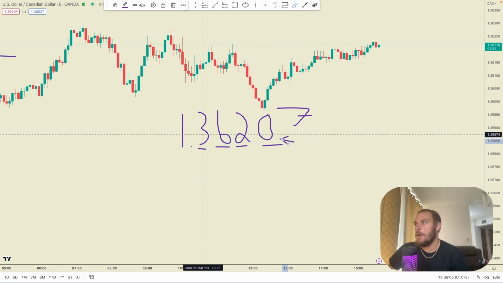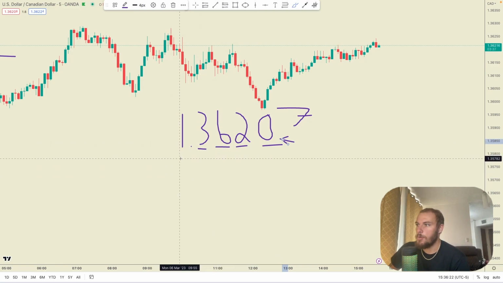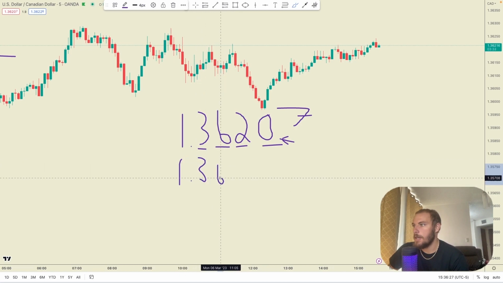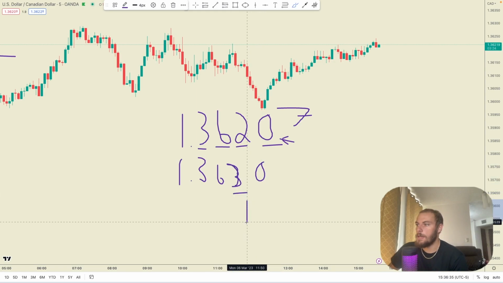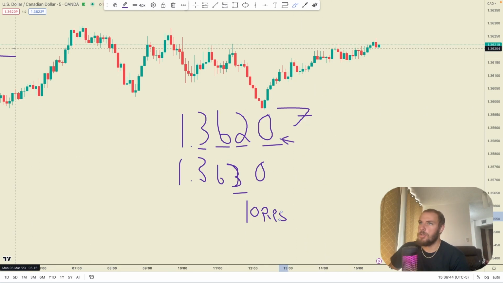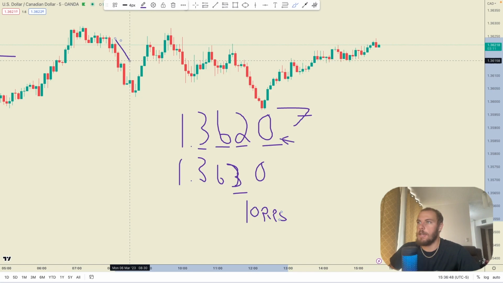If this were to go from 1.3620 to 1.3621, that would be a pip. If this value were to go from 1.3620 to 1.3630, that would be 10 pips. So now let's see what 10 pips looks like. Now this segues into one of the tools that I want to show you.